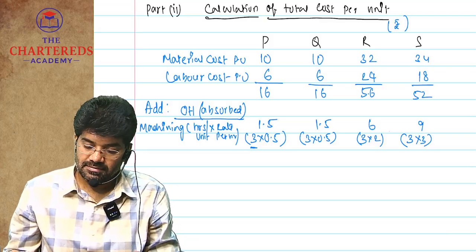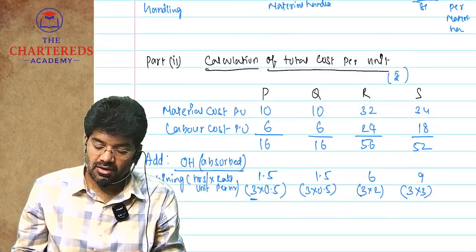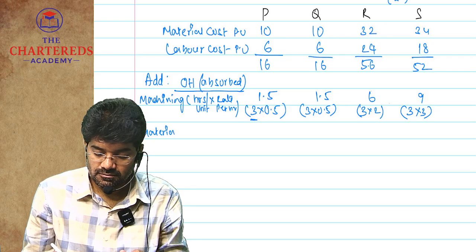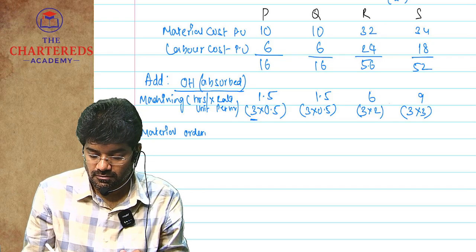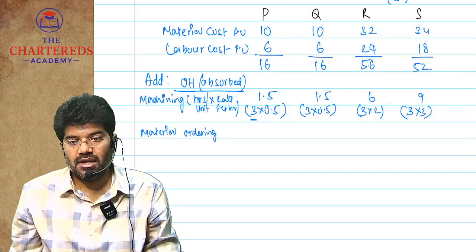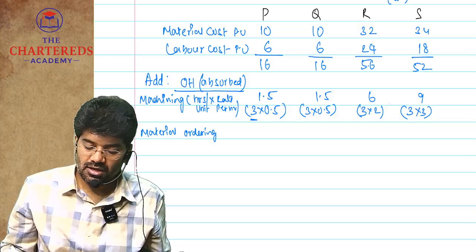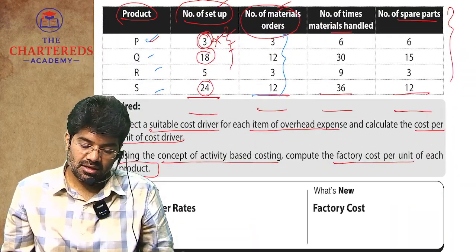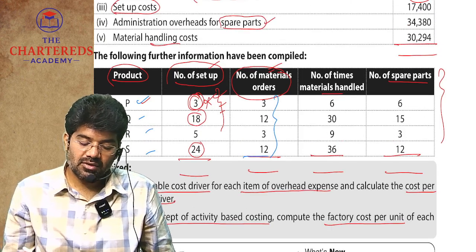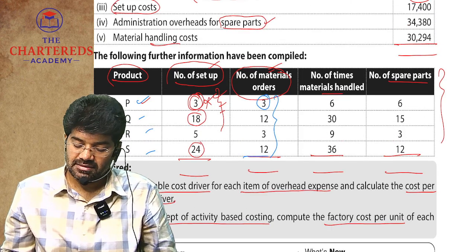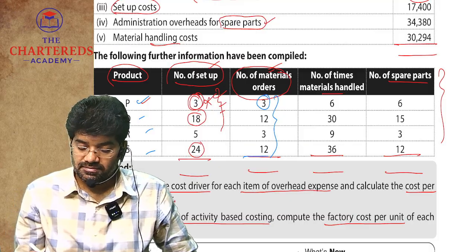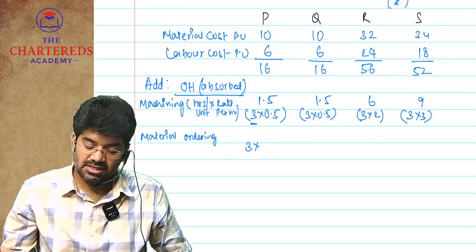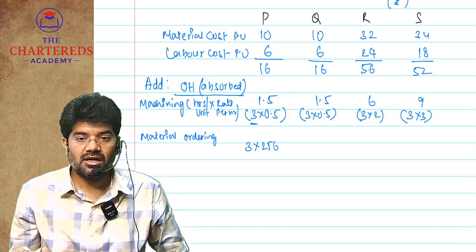What is the next activity? Material ordering activity. Material ordering we have only for the total output. So how many material orders are required for product P? 3. Then per order, 3 into per order, the rate what we got is 256. So this is not per unit first.